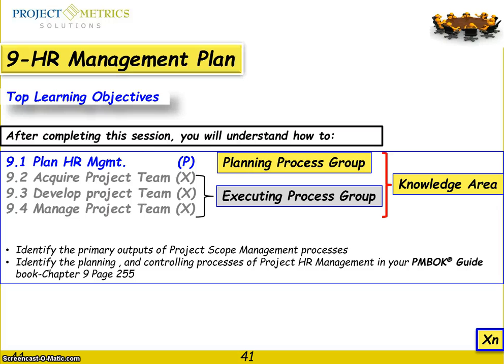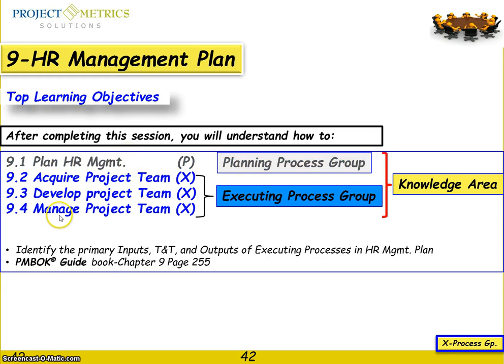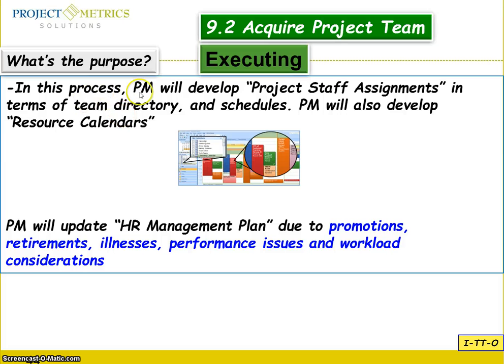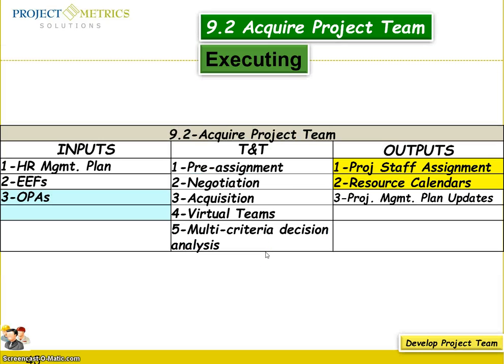So we are going now to deal with the human resources. The human resources belong to chapter 9. We are going to deal with the 3 processes here. As I like to repeat again, the planning and the executing processes are what form the knowledge area. What is the purpose? In this process, the project manager will develop the project staff assignment in terms of team directory and the schedule. The project manager will also develop the resource calendar. You have to update the human resource management plan for promotion, retirement, illness, performance issues, and workload consideration. What are the inputs here? You see the inputs: human resource management plan, enterprise environmental factors, and organization process assets. I'd like to look at the output: project staff assignment and the resource calendar.